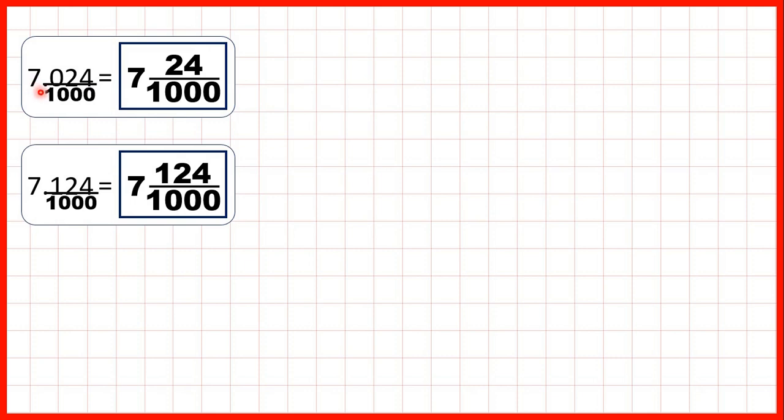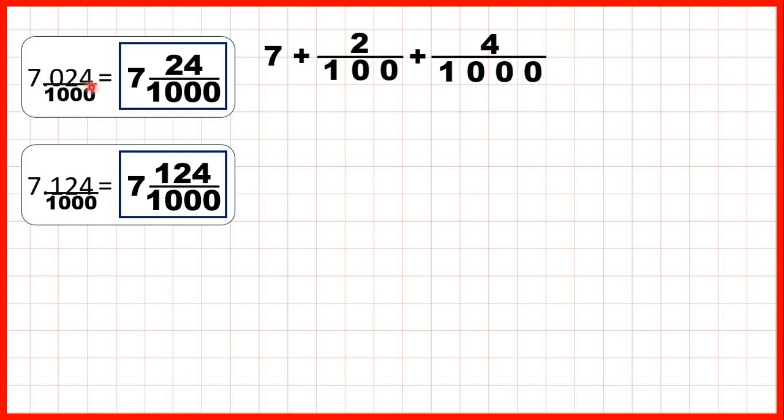Let's take a closer look at some of these questions. So we had 7.024. Because there were three digits after the decimal point and our third digit is the thousandths digit, we wrote a denominator of 1,000, so got 7 24 thousandths. We can see why this works if we think about the place values in the number 7.024. That's 7 wholes, we don't have any tenths, we have 2 in our hundredths and 4 in our thousandths.